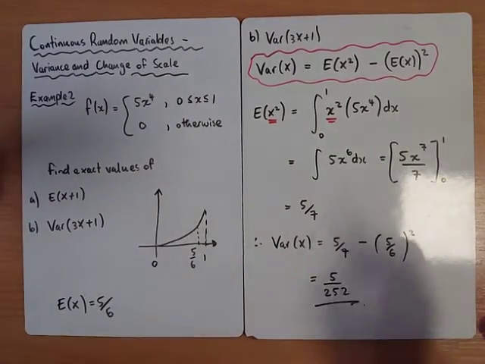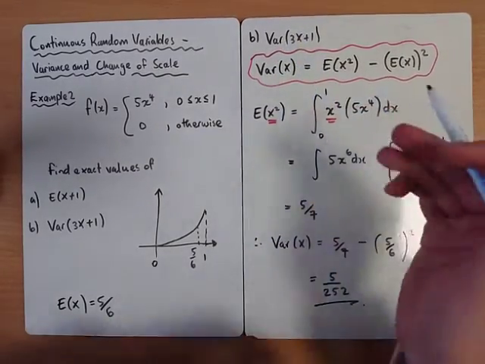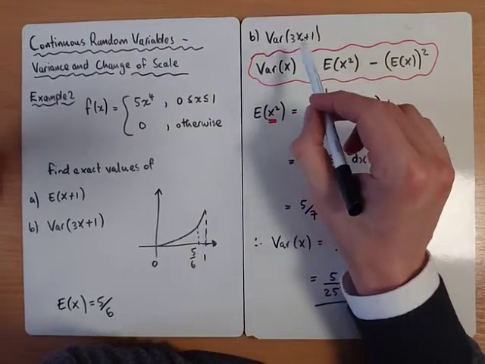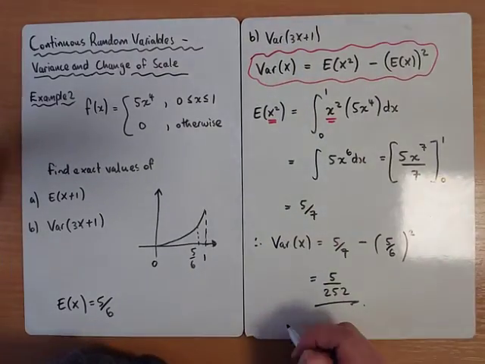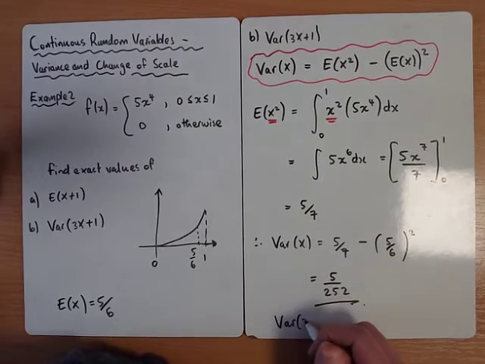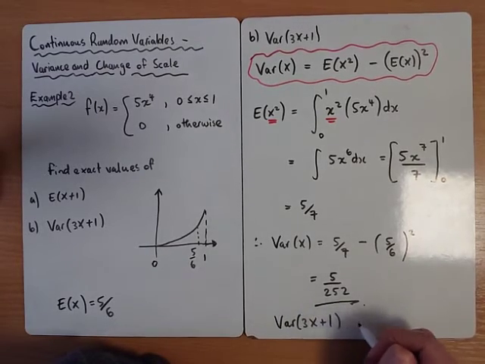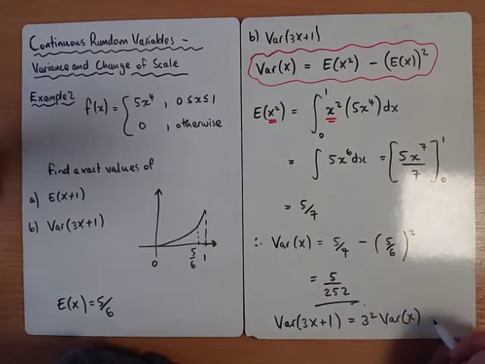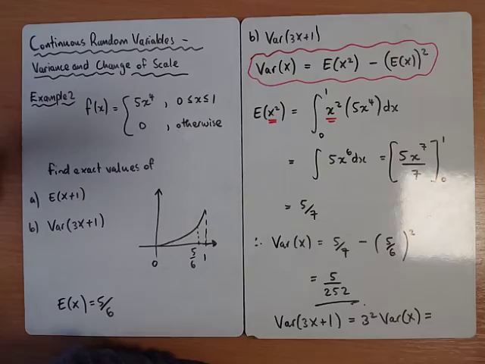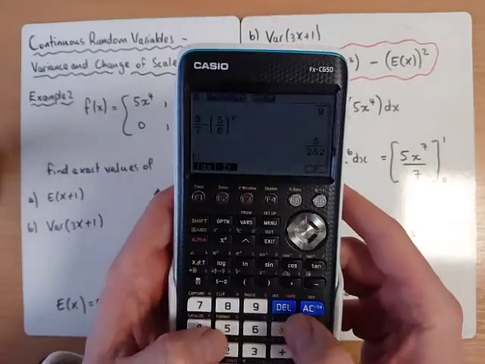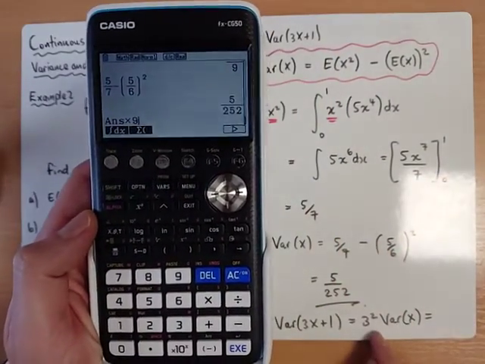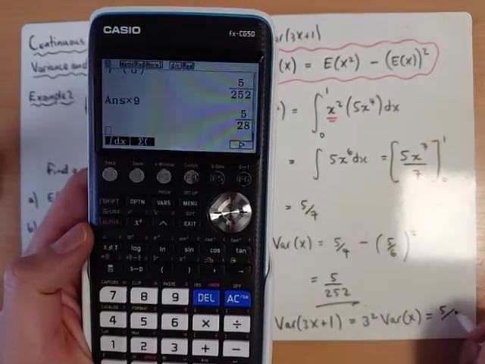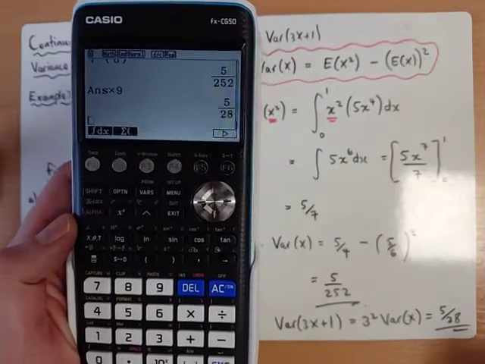So the last thing we then do is we think about how to change the scale effects. So obviously if we add 1 onto all the numbers, it doesn't affect the variance. The variance is a measure of spread, don't forget. If I wanted the variance of 3x plus 1, that's just 3 squared times the variance of x. So if I times my answer by 9, which is 3 squared, I'm getting 5 over 28.